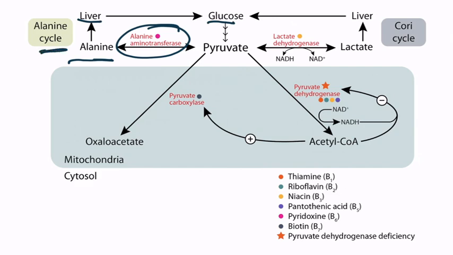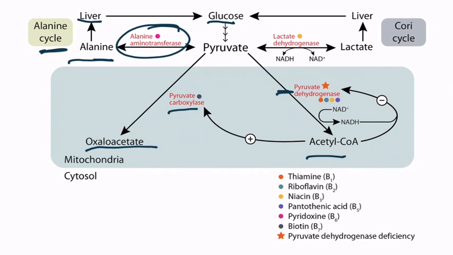Second, pyruvate can be converted into oxaloacetate. This occurs in the liver through the enzyme pyruvate carboxylase. The oxaloacetate can then be used for gluconeogenesis. Third, pyruvate can be converted to acetyl-CoA, which occurs under aerobic conditions through the enzyme pyruvate dehydrogenase. The acetyl-CoA can then be used in the TCA cycle, fatty acid synthesis, or keto acid metabolism.